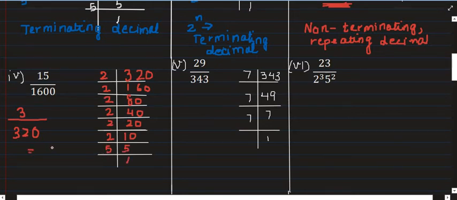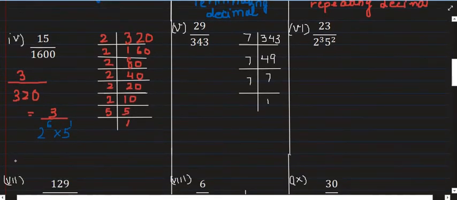So we can write the denominator in the form of 1, 2, 3, 4, 5, 6. So it will be 2 raised to the power 6 times 5 raised to the power 1. So our denominator is in the form of 2 raised to the power n times 5 raised to the power m. So it will have terminating decimal expansion.